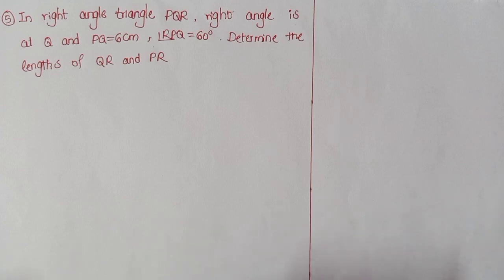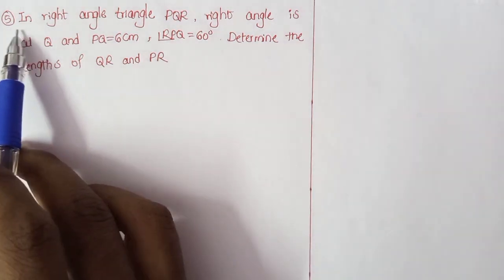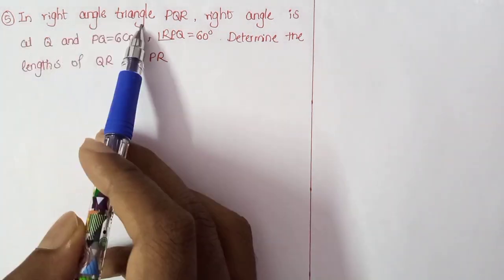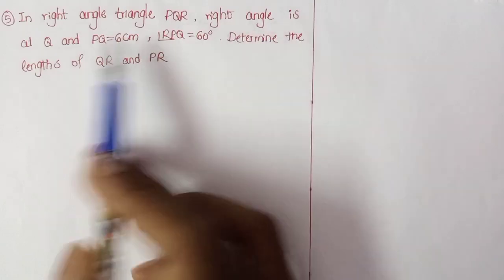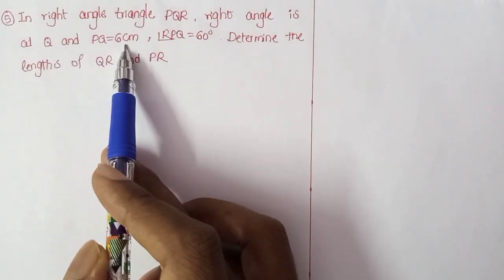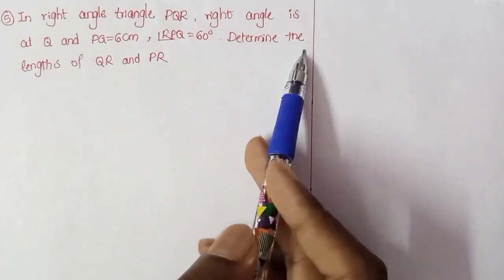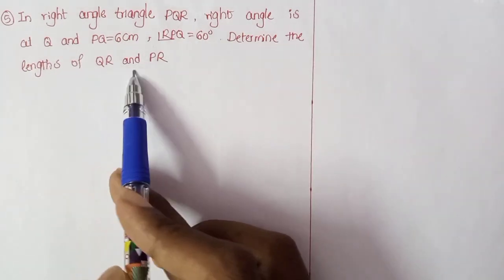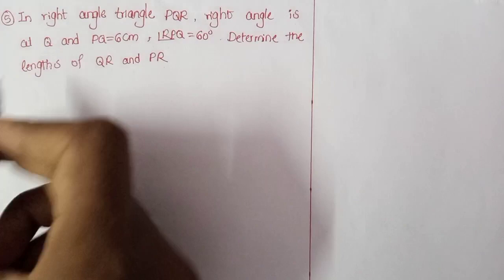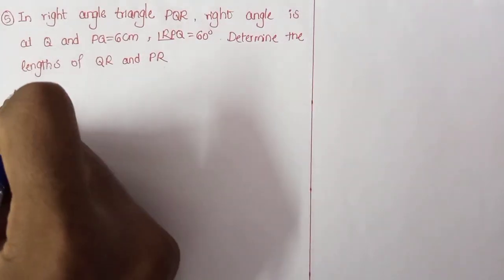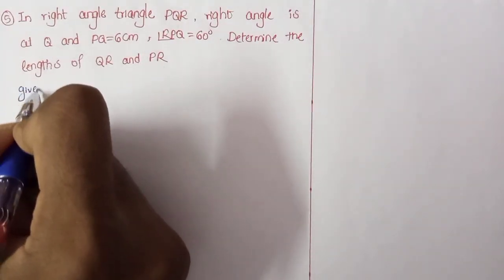Okay, the next two problems are also very important. These can also be asked in the competitive exam, so please be focused and concentrate on it. So in right angle triangle PQR, the right angle is at Q and PQ is 6 centimeters. Angle RPQ is 60 degrees. Determine the lengths of QR and PR. This is the question. So what is given?